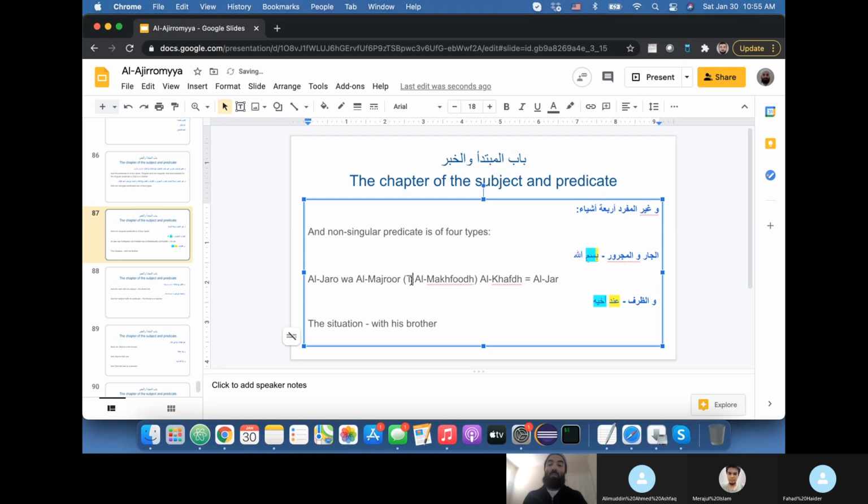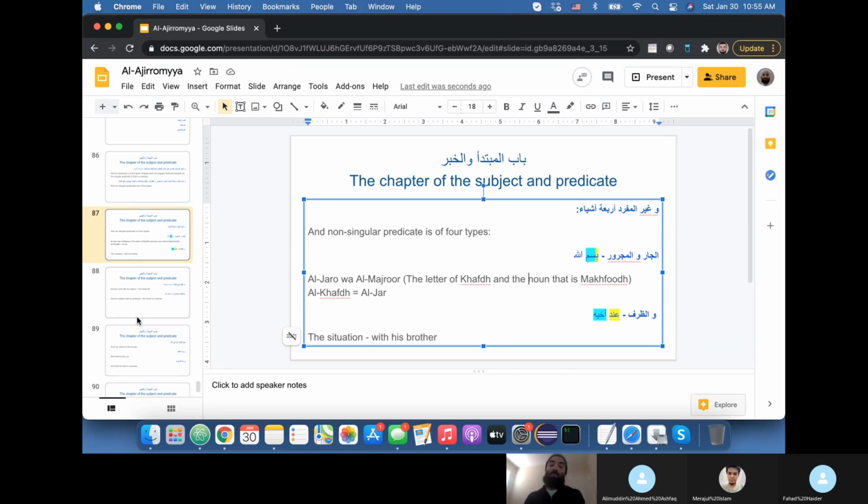The letter of khafid and the noun that is makhfud. والظرف عند أخيه. Okay, so the first one is al-jar wal-majrur. The letter of khafd and the noun that is makhfud.